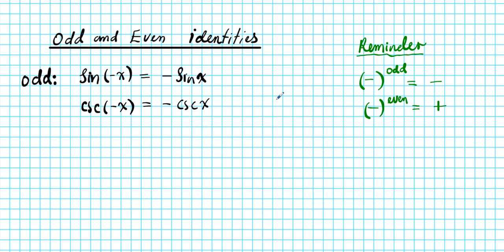Now there are 2 more odd functions, but I'm going to go to the even functions first because we can see the relationship by examining the behavior of the odd and even functions within the context of the quotient identity. So cosine is even, which basically means that cosine of negative x is going to return the original function. It's going to be positive, it's not negative. And then secant of negative x is going to be secant x.